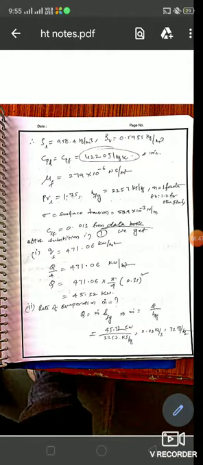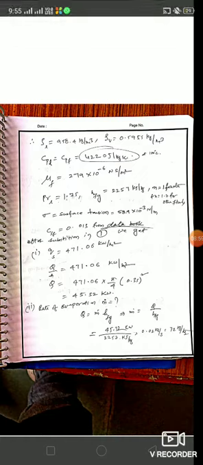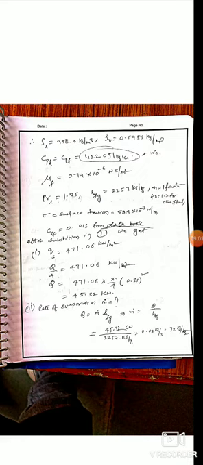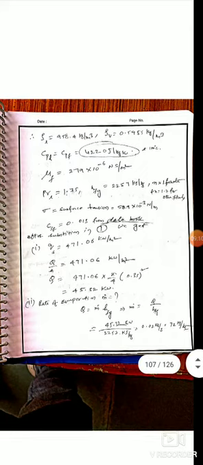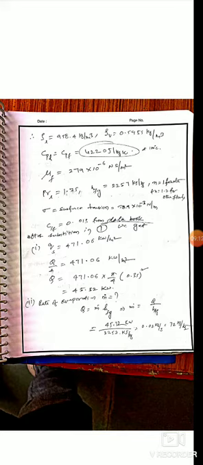See, at 100 degrees Celsius only these properties were taken. Rho L, the densities, specific heats, dynamic viscosity, Prandtl number, and H of G, that is latent heat, the amount of heat required, the enthalpy change during the conversion of a fluid from liquid phase to gaseous phase. It is 2257 kilojoules per kg. They all are specific.